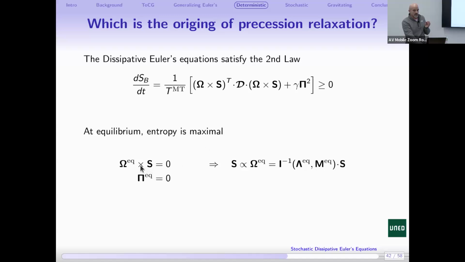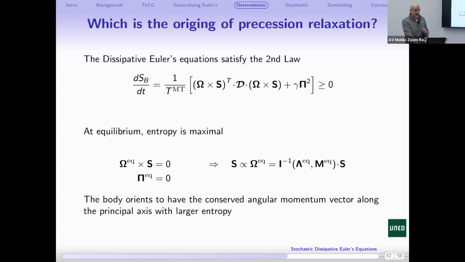which is only possible if the spin velocity and the angular momentum are parallel. But if the angular momentum and the spin velocity are parallel, it means that the angular momentum is an eigenvector of the inertia tensor. It means that the body, because of the entropy increase, will end up spinning around the major axis, will align its major axis with the angular momentum. So it's a consequence of the second law, this precession relaxation.